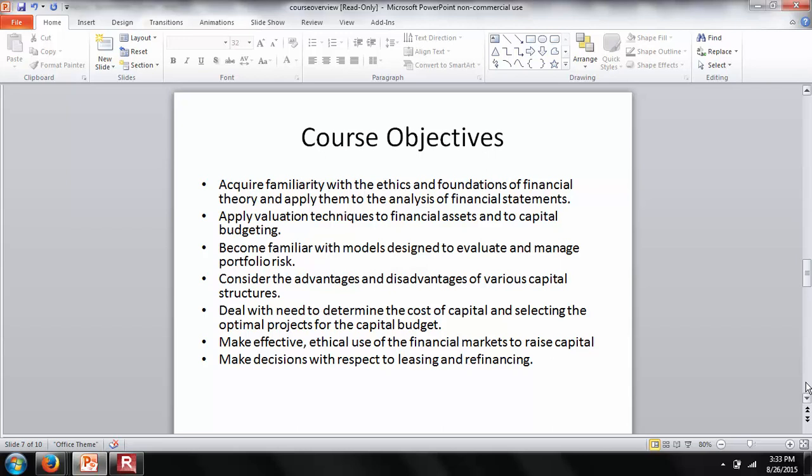And we also want to apply the valuation techniques to financial assets and to capital budgeting. So in chapters 5 and 6, we will talk about the time value of money. So basically in finance, what we say is that the value of an investment is the present value of the future cash flows. So chapter 5 is the basic, or that is the foundation of this course.